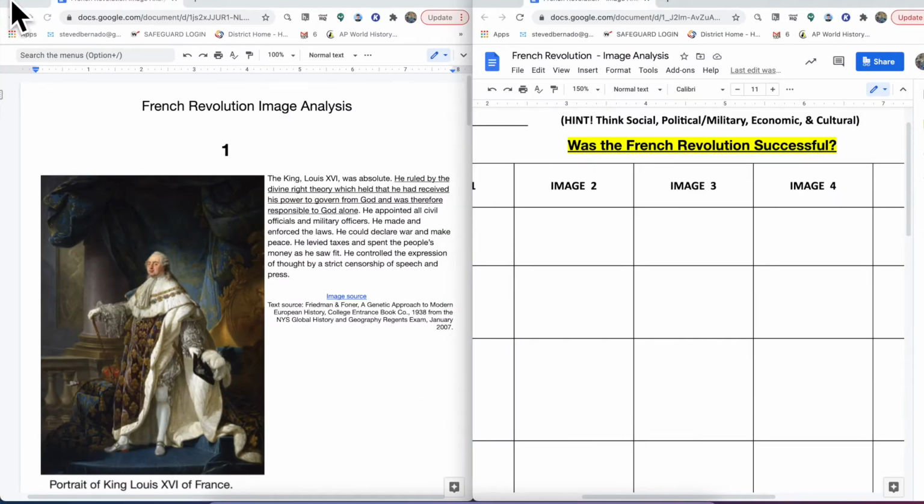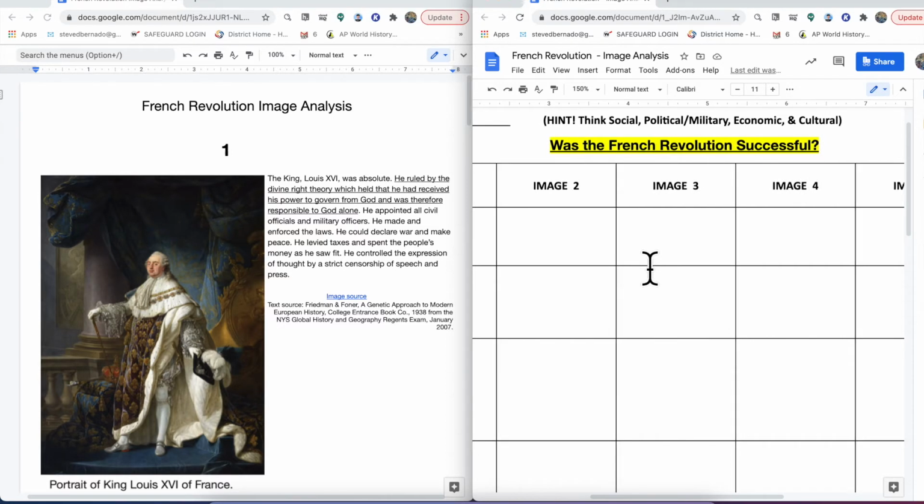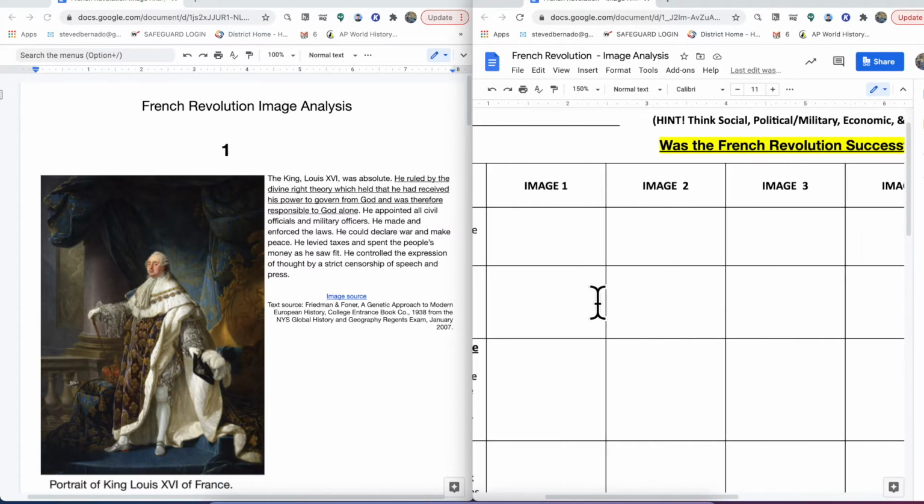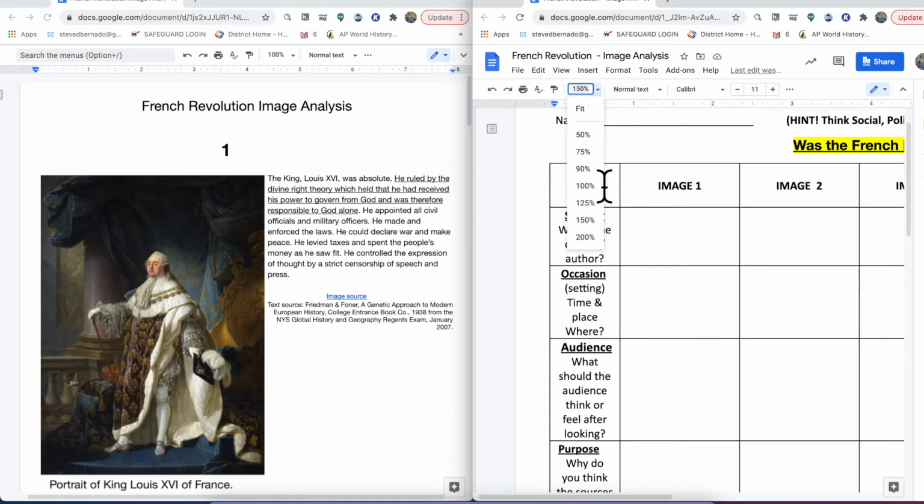Let's go. So what we have on the left-hand side is the French Revolution primary images. What we have on the right-hand side is our image analysis grid. And this is the 14th time that we're now performing this type of image analysis in order to construct a claim. Remember, in yellow highlight, was the French Revolution successful? And keep that question in your mind, and for each image you want to ask yourself, how does that image reflect on the prompt? This question, was the French Revolution successful? Let's take a look at image 1.